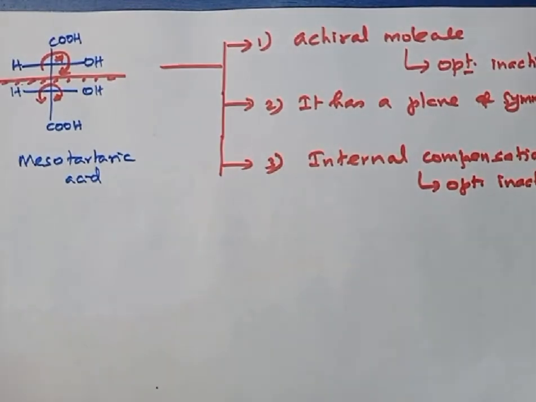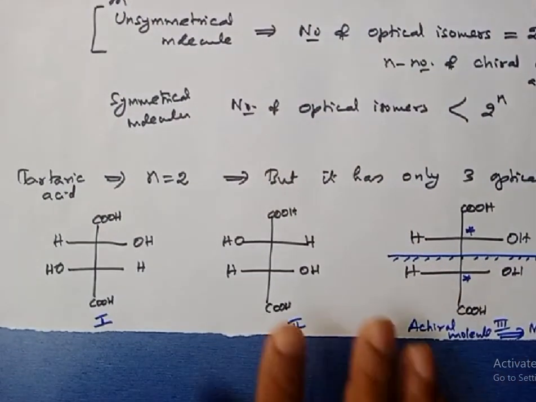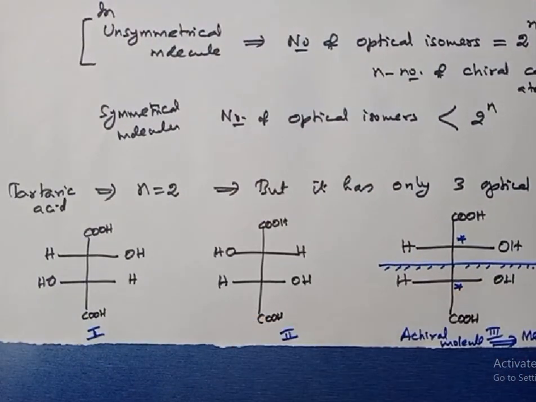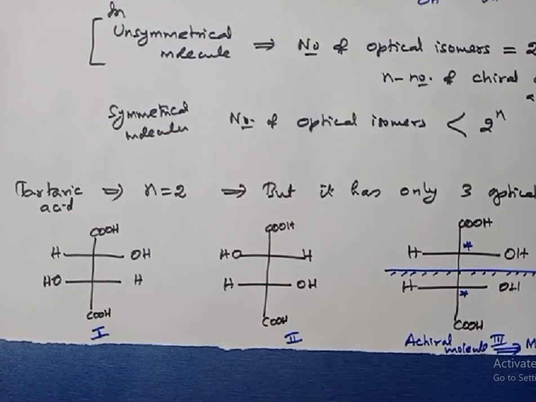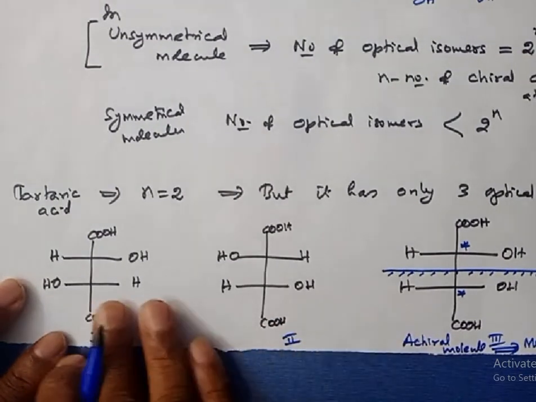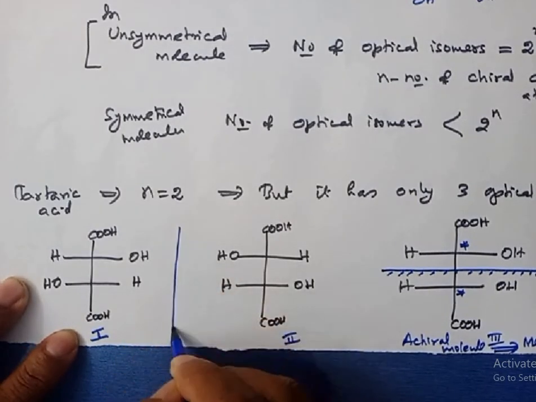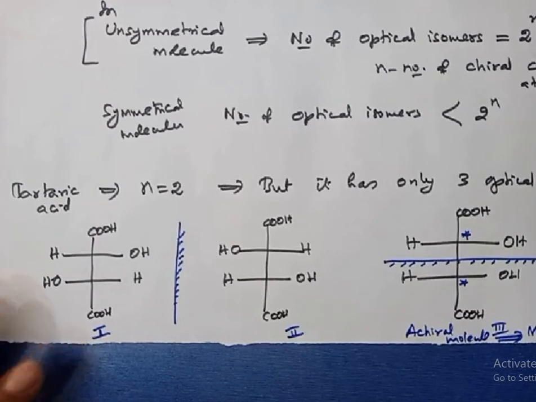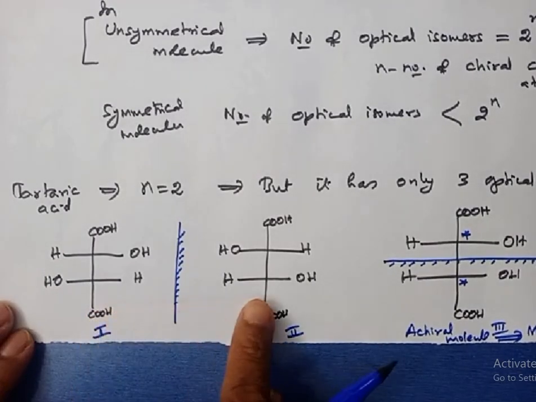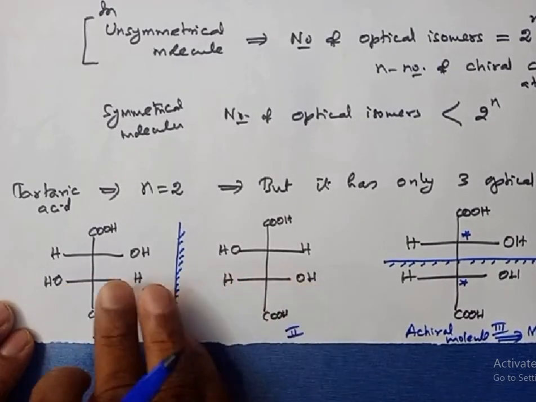Keep this in mind. Now I'll go back to the structures. So we discussed structure 3. Now I am going to look at structures 1 and 2. Students, observe this carefully. Structures 1 and 2. Suppose I keep a mirror here. See, this molecule and this molecule, this is exactly the mirror image of this, correct?